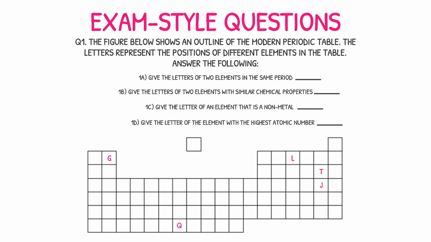For question 1A, elements G and L are both in the same period. Elements in the same group will have similar chemical properties, so the answer to question 1B is T and J. Elements to the right-hand side of the periodic table are non-metals, so the answer to question 1C can be letters L, T, or J. And finally, as the periodic table is read from top to bottom and from left to right, the element with the highest atomic number is letter Q.